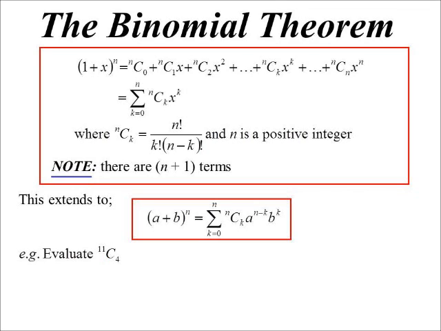Evaluate 11C4 without your calculator. You would go back to the actual definition. This is how we used to do it in the good old days. We didn't worry about calculators. No, we had the calculators, but we'd actually break it down to factorials, and it's quite quick, because the 7 factorial will actually go into the 11 factorial, leaving the 11 times 10 times 9 times 8 on the top.